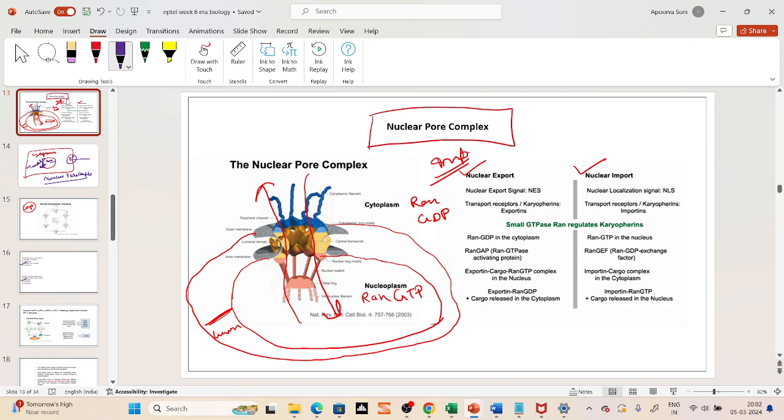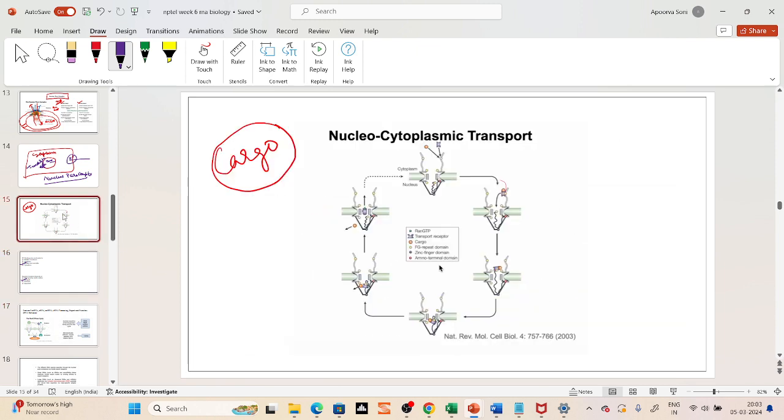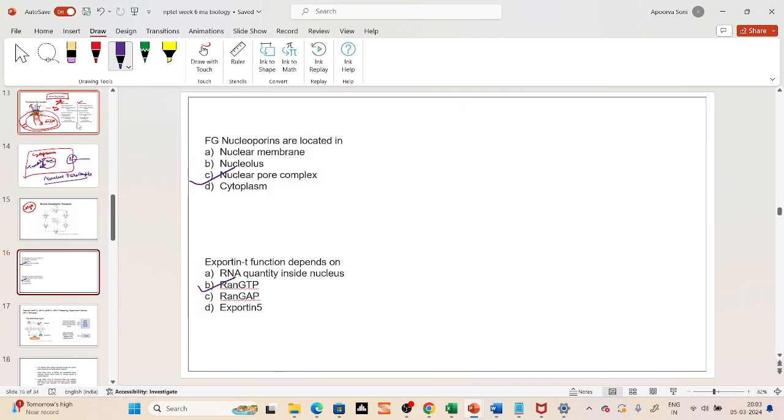Ma'am, there is Ran GAP also. Exporting, Ran, there is Ran GAP also. Yes, there is Ran GAP also. But here, what the question is written, depends on. The Ran GTP is also required. Ran GAP, where you are seeing Ran GAP, second point. So the question, I think you have not understood, or the language is not very proper.